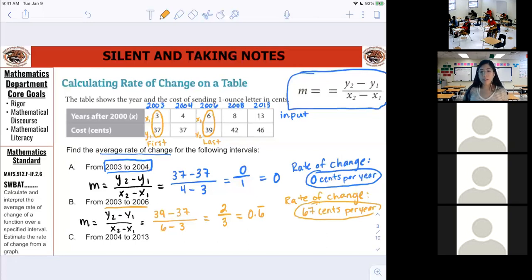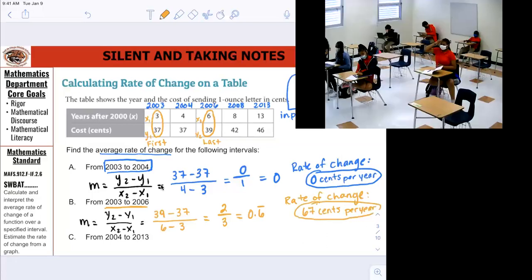Okay, because remember, even though it was 2 cents in the numerator, you still have to divide by the denominator since we have a ratio, a fraction. Kind of like finding the unit rate.